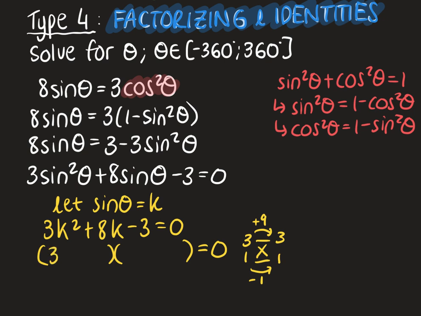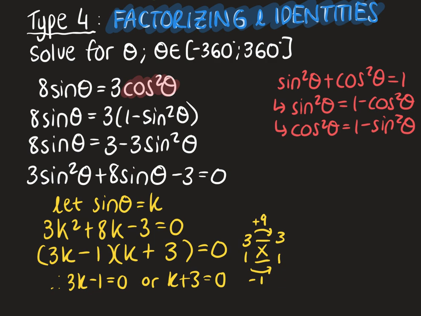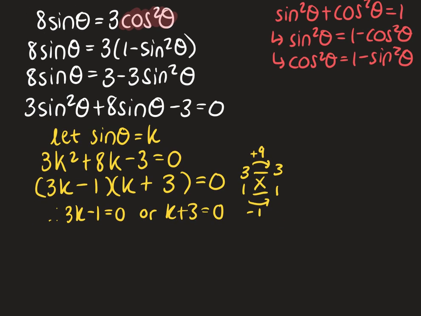So we can say 3k and k: 3 must be multiplied by the 3 and it must be positive, and it must be multiplied by the minus 1 to give me the minus k. Awesome, so the factorizing is all sorted. Now I can go ahead and say therefore 3k minus 1 equals 0, or k plus 3 equals 0. And let's simplify it even more and make k the subject. So k is going to equal a third, or k is equal to minus 3.